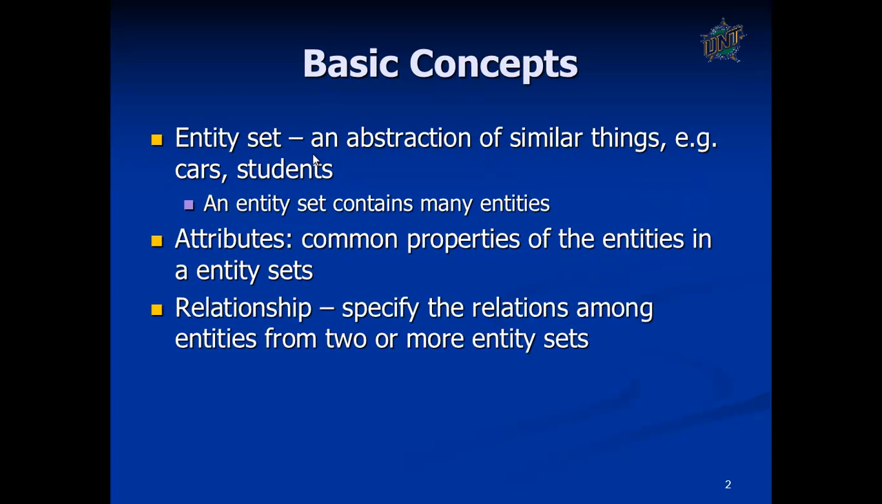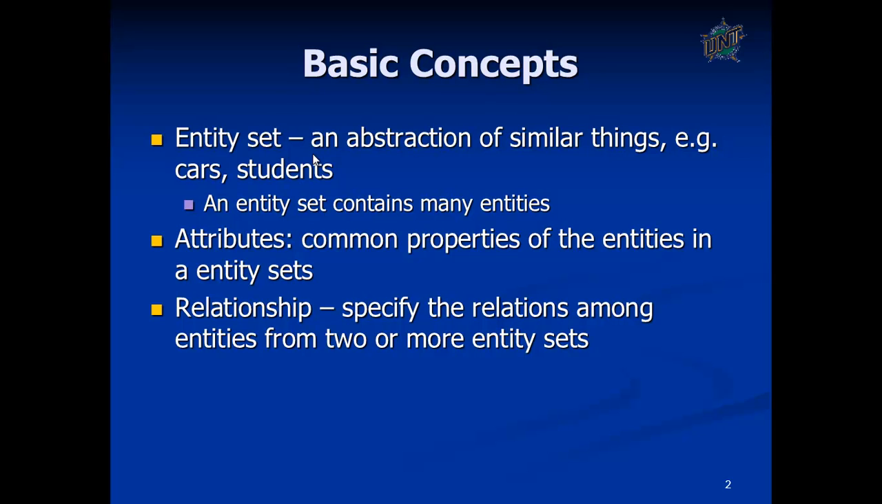Next is basic concepts in the ER diagram. First of all, you must have knowledge about entities. Entity means any object which has some attributes, some characteristics and behavior. Entity set means abstraction of similar things. For example, cars, students, these are abstractions of similar things. And an entity set can contain many entities. Next is attribute. Attribute means the properties of the entities of the entity set. For example, if student is an entity, then the properties of student can be student name, student roll number, student course, student class, and so on.